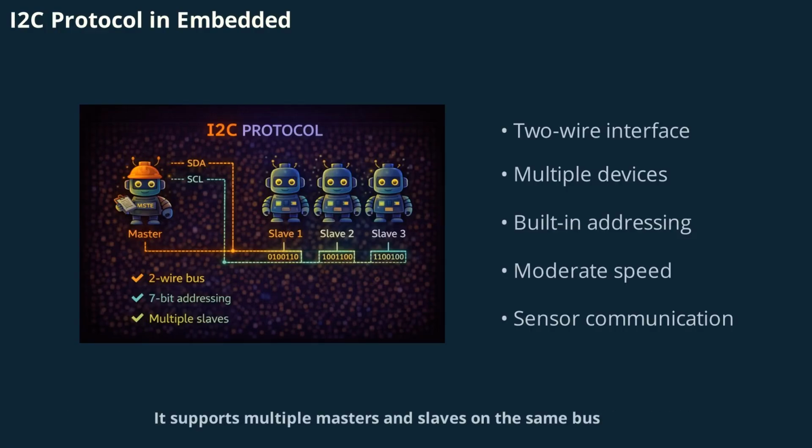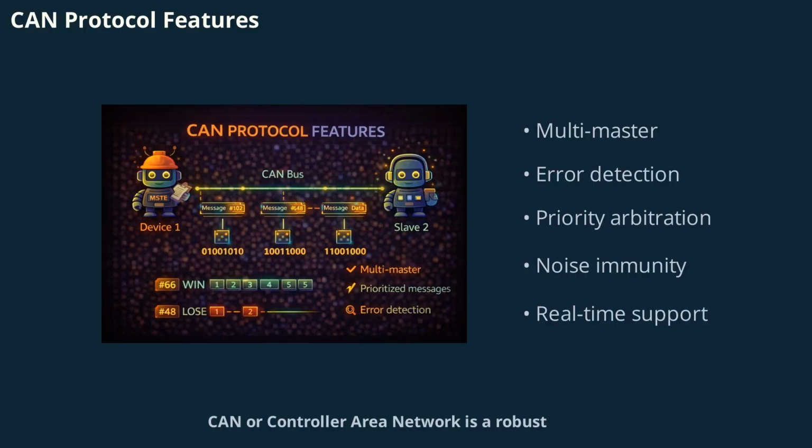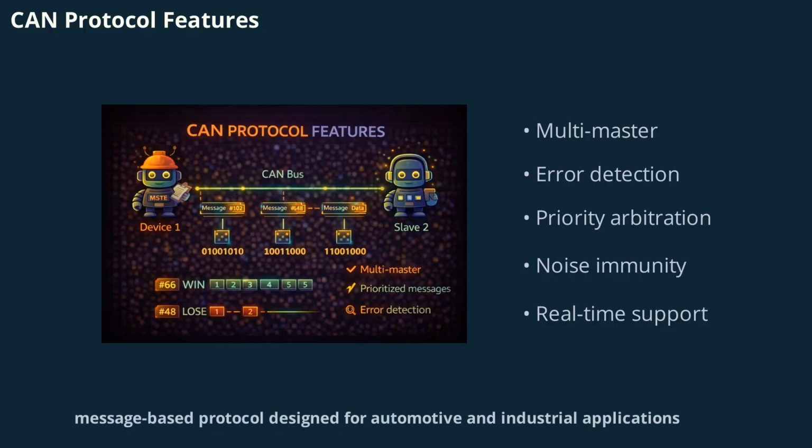I2C, or Inter-Integrated Circuit, is a serial communication protocol featuring a 2-wire interface, SDA and SCL. It supports multiple masters and slaves on the same bus, with built-in addressing and moderate speed. I2C is commonly used for communication between microcontrollers and sensors or other peripherals, offering a balance between simplicity, flexibility, and performance in embedded systems.